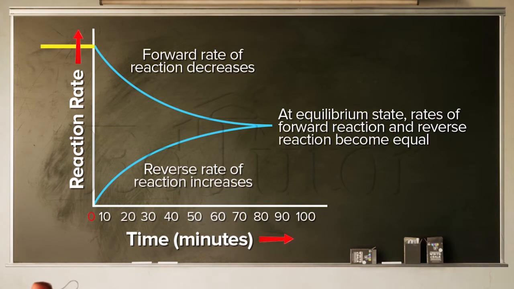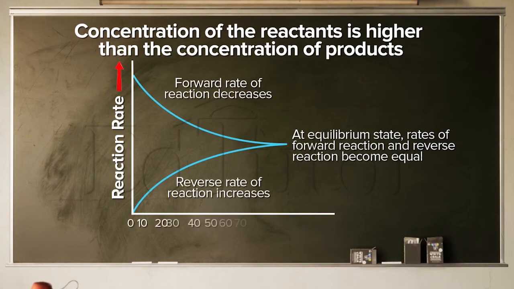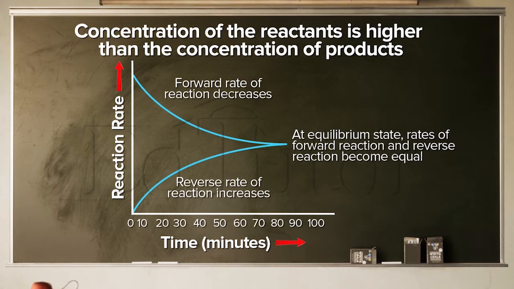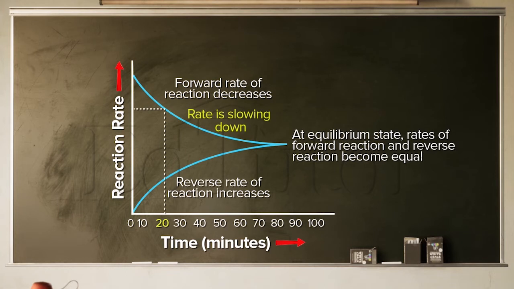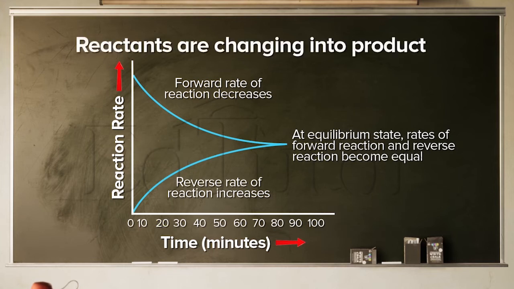Initially, we see the rate of forward reaction is fast and the rate of reverse reaction is essentially negligible. This is because at this point, the concentration of the reactants is much higher than that of the products. Over time, the forward reaction begins to slow down and the reverse reaction speeds up. This happens because most of the reactant has now transformed into a product.